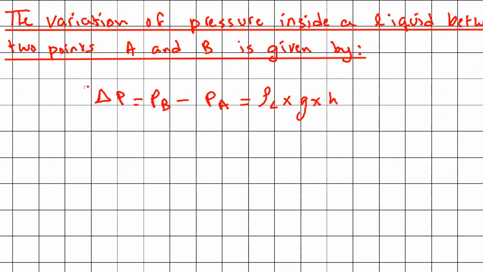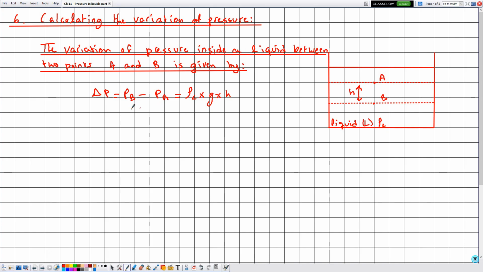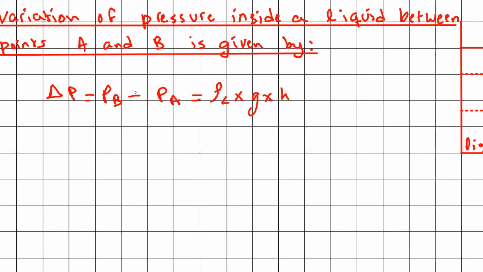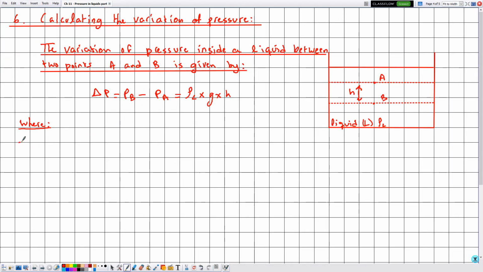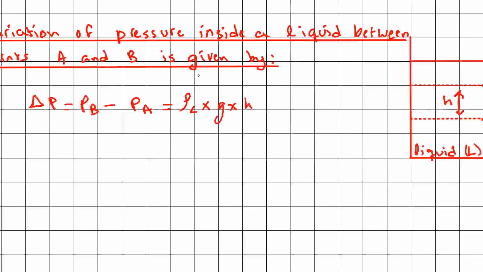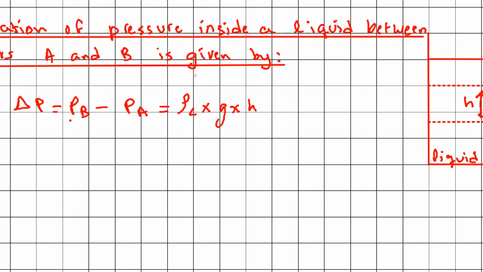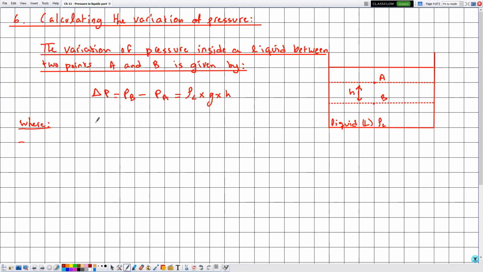So in brief, delta P can be calculated using two methods: either from this, or if we know the pressures at the point B and at the point A. Now let me say what each quantity represents and its SI unit. Because here we are supposing that PB and PA are expressed in the SI, the variation of pressure will also be expressed in the SI.